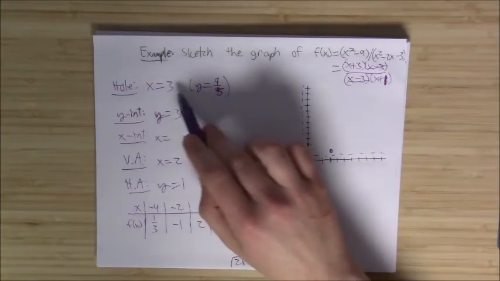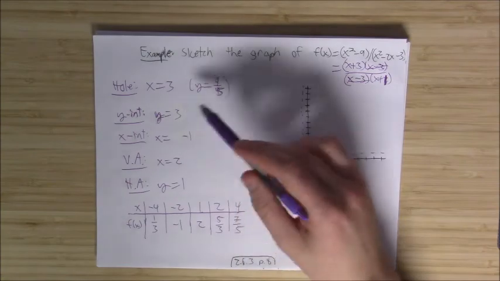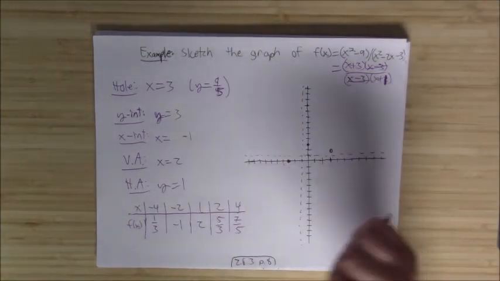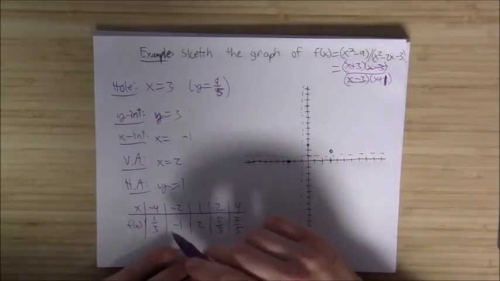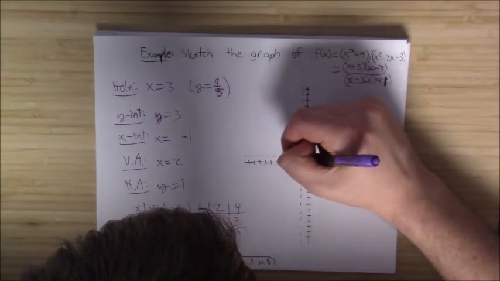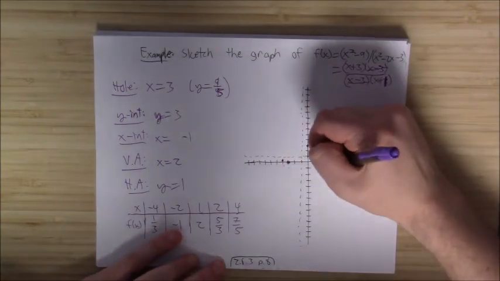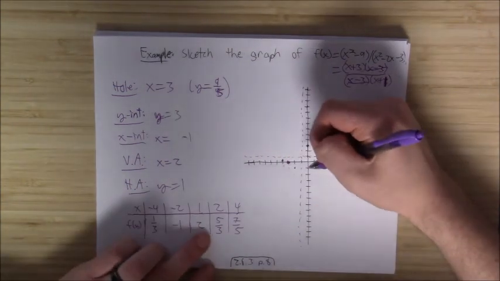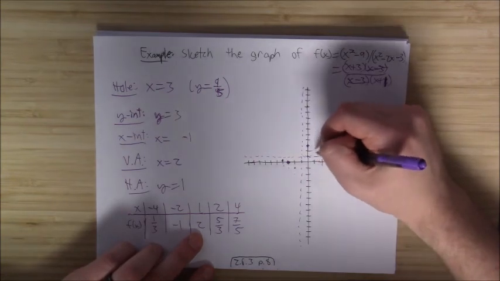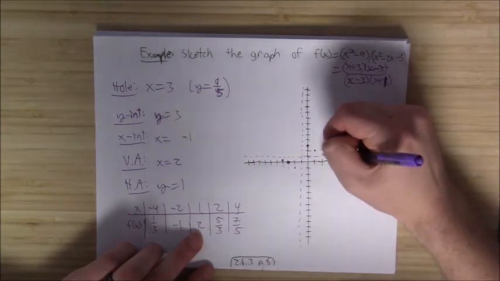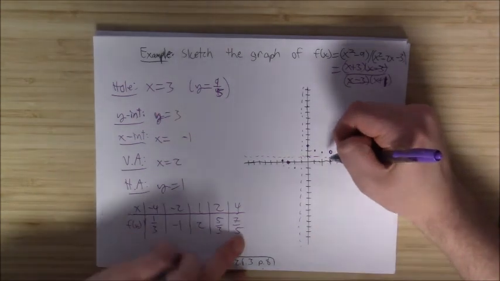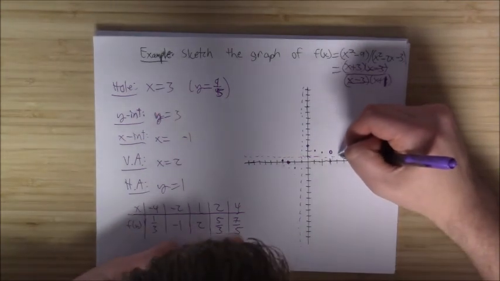you get a hole from canceling the factors. Plugging in, finding the rest of the information, you get this. I strategically pick points, and thus, plotting these points, I get 1/3, which is about there. I get -1, which is there. I get 2 here. I get 5/3 there, and I get 7/5 here.